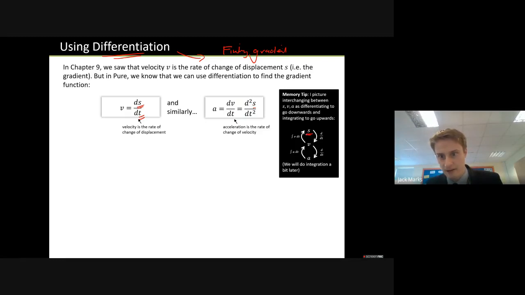This is how I think of it as well, actually. I think of displacement at the top, then velocity, then acceleration. And to move down between them, you differentiate. And as we'll see in the next section, to move up, you integrate.